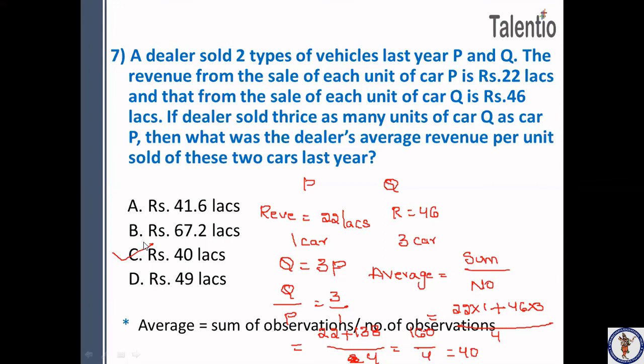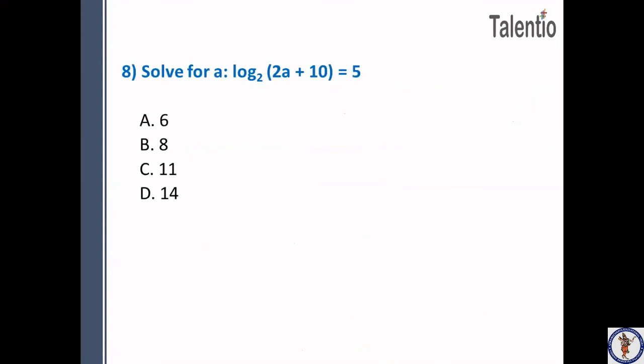So average is equal to the sum of observations by the number of observations. How come 4? Because the total number of cars is P's 1 car and Q's 3 cars. Average means sum by total, so total is 4 cars. Okay. Is it clear? So try to solve the next one.